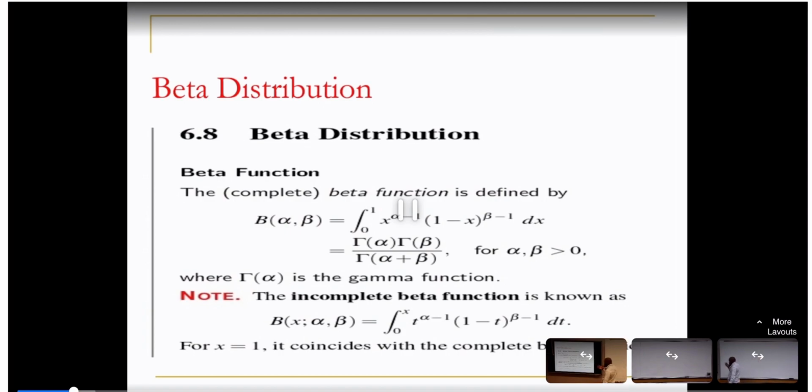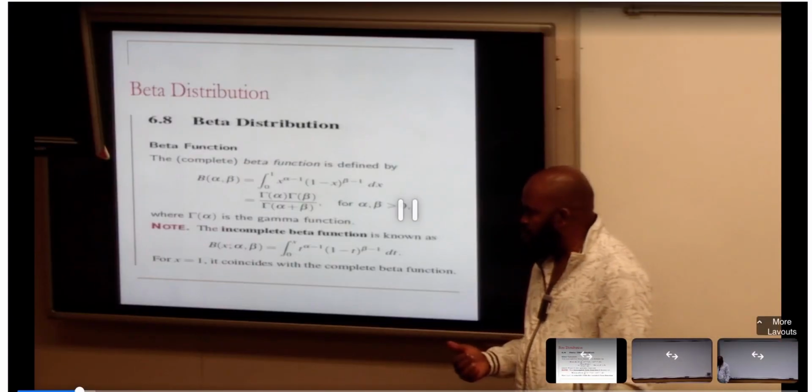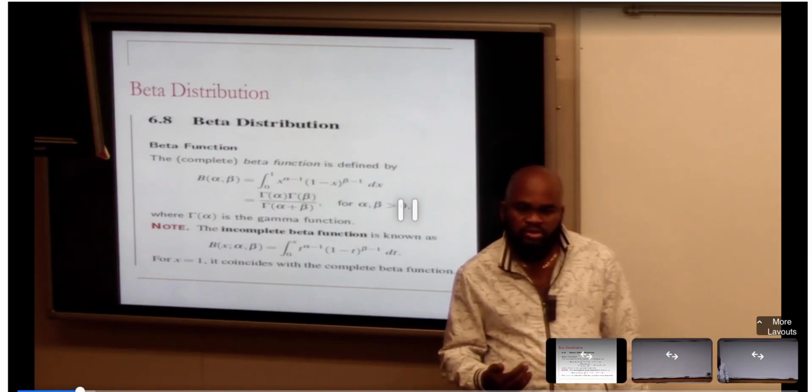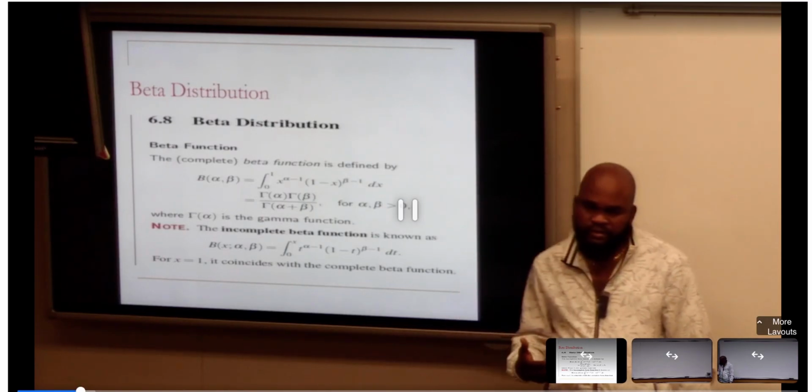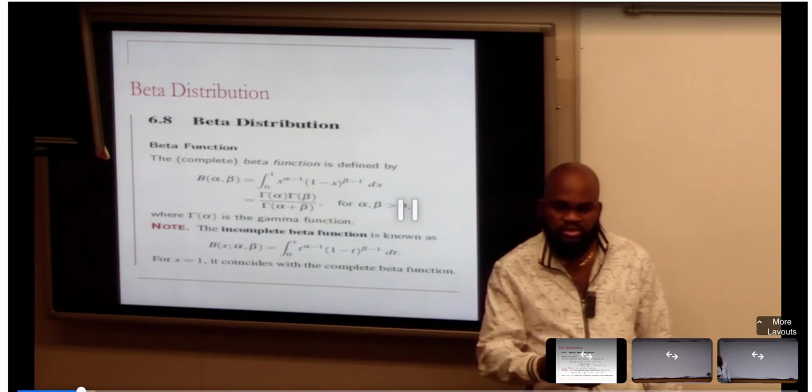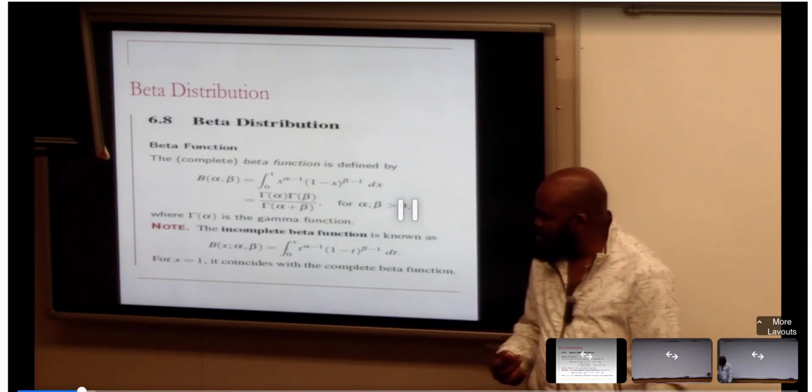Okay, this distribution is actually going to be the last continuous probability distribution we're going to talk about in this class. Now, just like the gamma distribution, for you to understand the gamma distribution, we did a gamma function, right? So for you to be able to understand the beta distribution, you first need to understand what we call a beta function. So we use a beta function in a beta distribution.